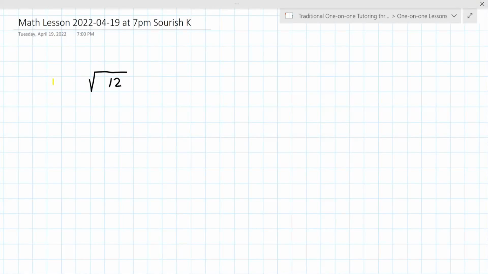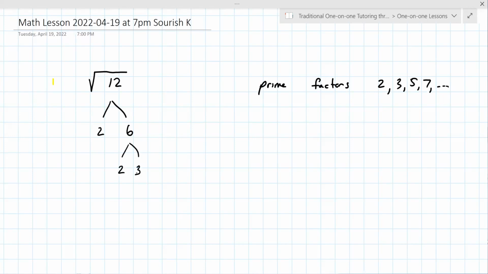Of 12. I mentioned that you build this factor tree, so you need to know the prime factors. Prime factors are 2, 3, 5, 7, and so on. You start with the smallest prime factor, 2, and ask yourself, is 12 divisible by 2? Yes. Now you ask the same question: does 2 go into 6? Yes. And so you stop when you have all prime numbers.